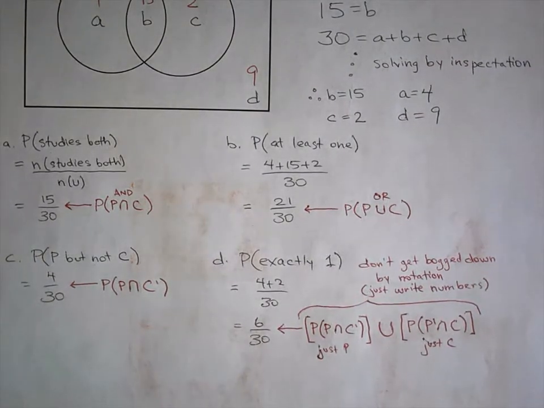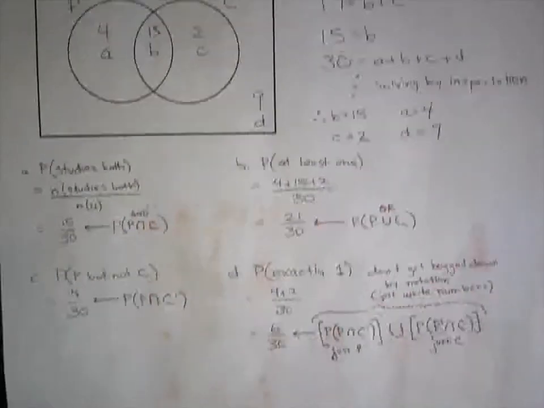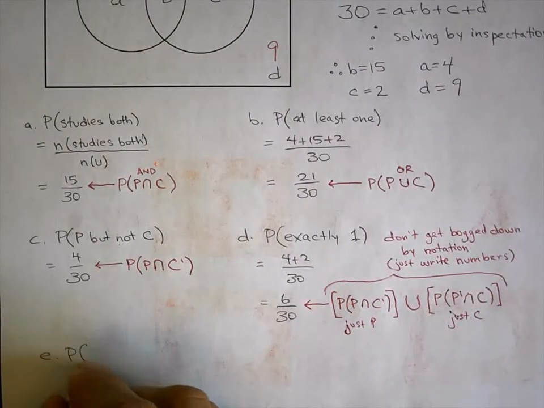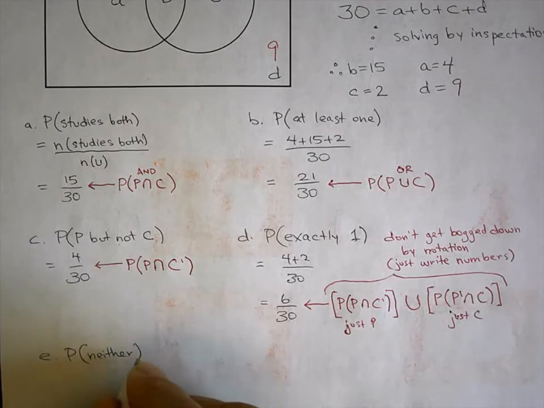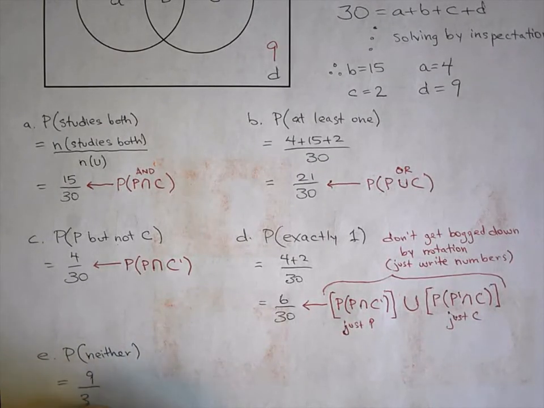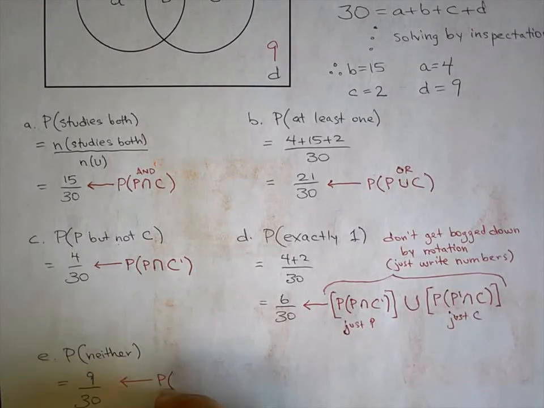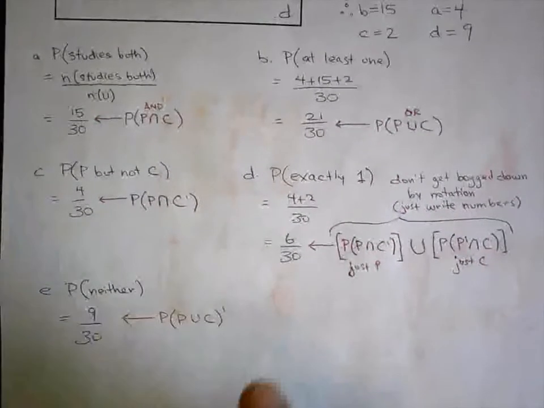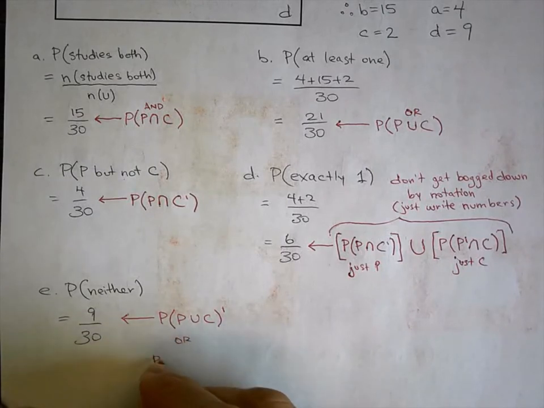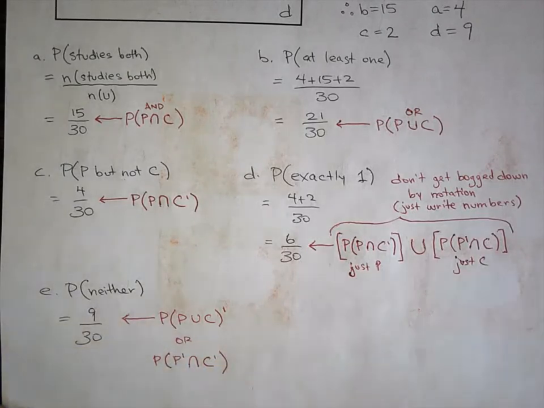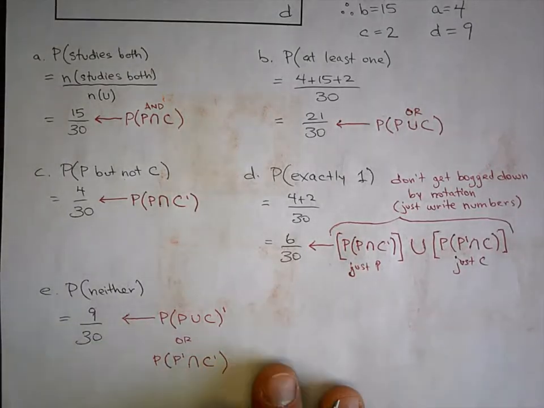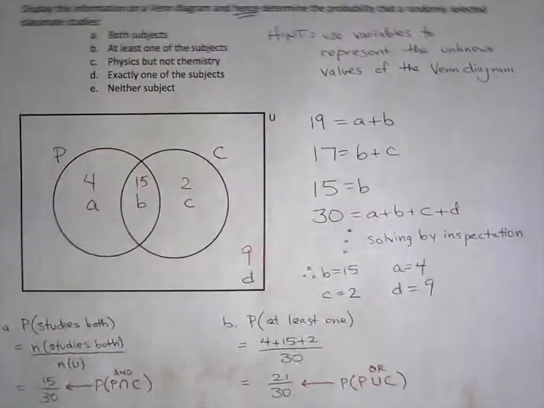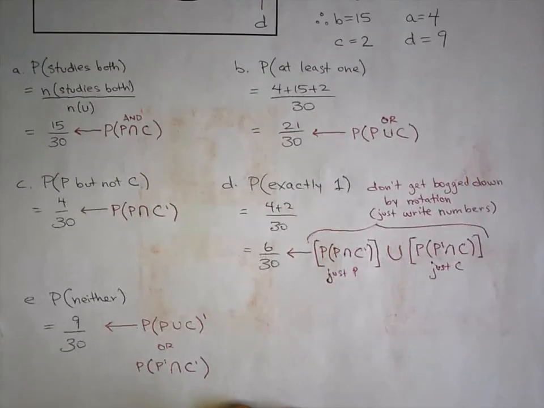Okay, and finally, last question. What's the probability a student studies neither? Well, the probability of neither are the students that aren't in either circle. We found that there were 9 of them, so 9 out of 30. Again, the notation we looked at on the back, this could be the probability of P union C, but the complement, or the probability of being P complement and C complement. Okay, so you're going to get questions like this. This is a reliable way to solve them. Solve the Venn diagram, then fill in your probabilities.